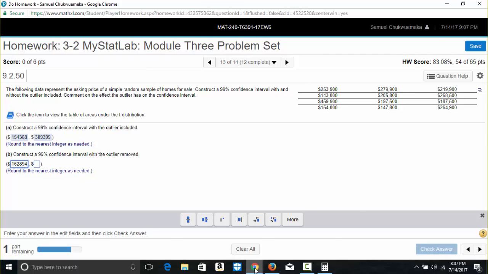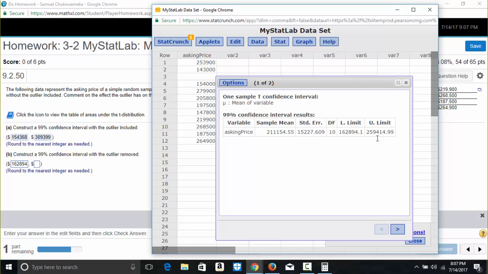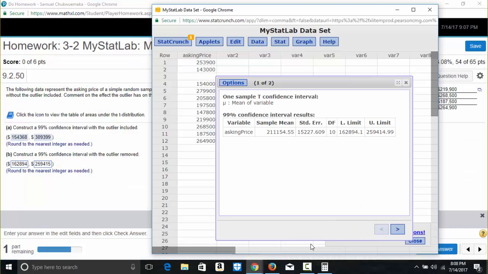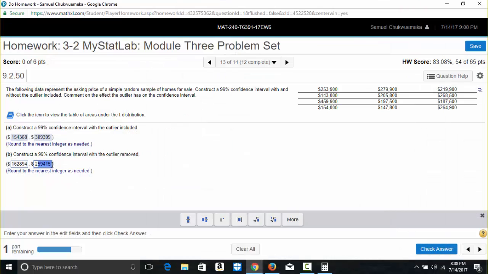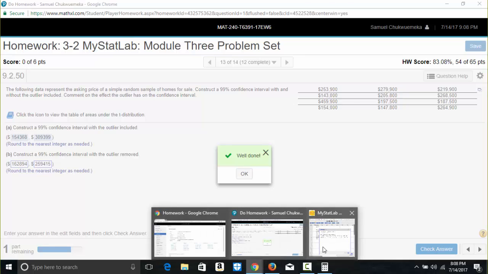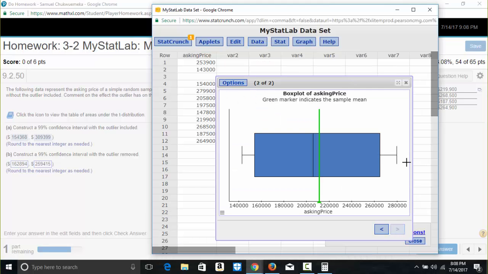162,894, and the upper bound is 259,415. Right? Okay, just making sure. Enter. Check answer. Okay. Now if you look at this also, you'll see that there's no longer an outlier. See that?